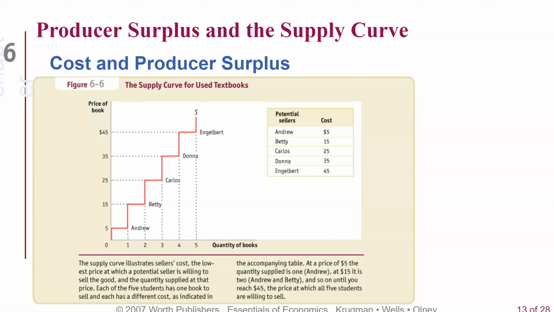But obviously, you don't know what price other people are paying. This is kind of in their head in terms of what they're willing to pay or willing to sell for. So Andrew is probably going to find a market for his book if he's willing to sell it for $5. Engelbert, on the other hand, is going to have a tougher sell in order to find a buyer at $45.